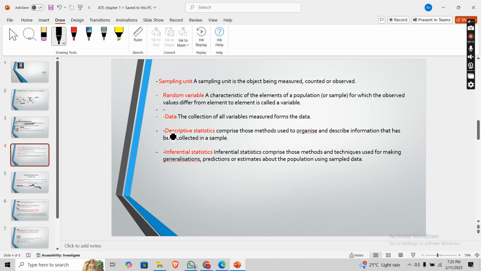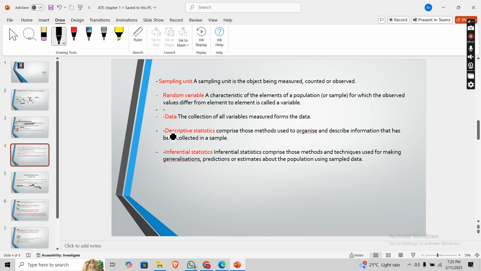And also we have a sampling unit. A sampling unit is the object being measured or counted or observed, okay? So if I'm measuring the height of 80 students in a lecture hall, my sampling unit is what? The student, okay? Because I'm taking the data from the students. So that's what a sampling unit is.